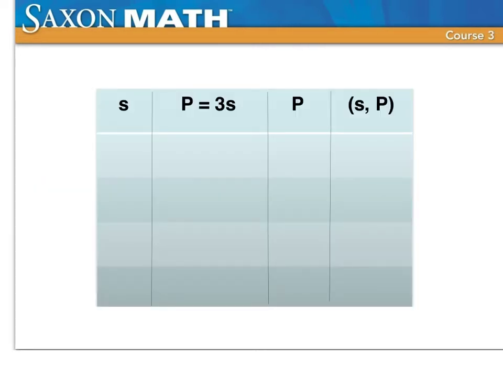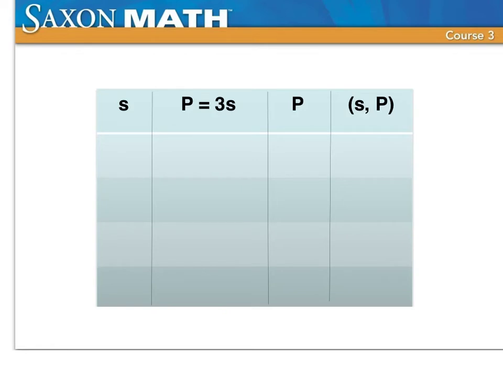Alright, so here I've got an input-output table set up again. Notice this one looks a little different. What I've added over here is a column to help us graph, and we'll talk about what that means as we go. So we have our input value, our side lengths. We've got our function right here, perimeter equals 3 times the side lengths. And we have our output. When we put in a side length, we should get a perimeter out. And we'll talk about what this one over here means in just a second.